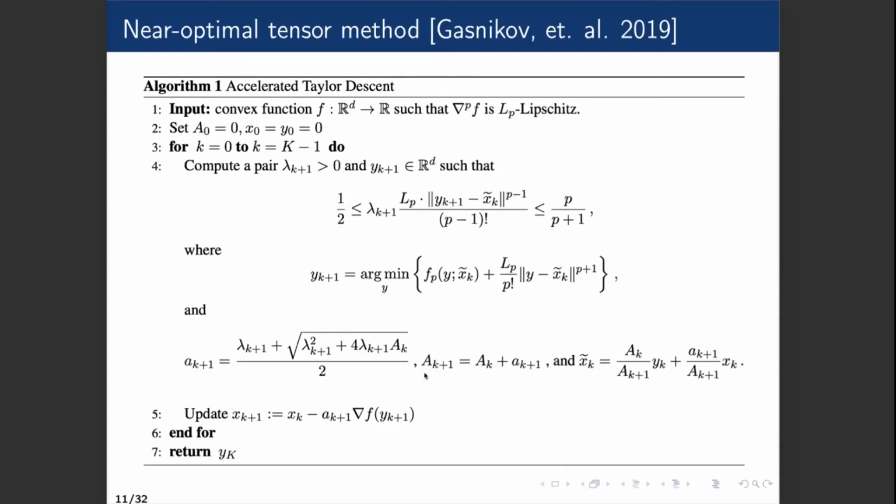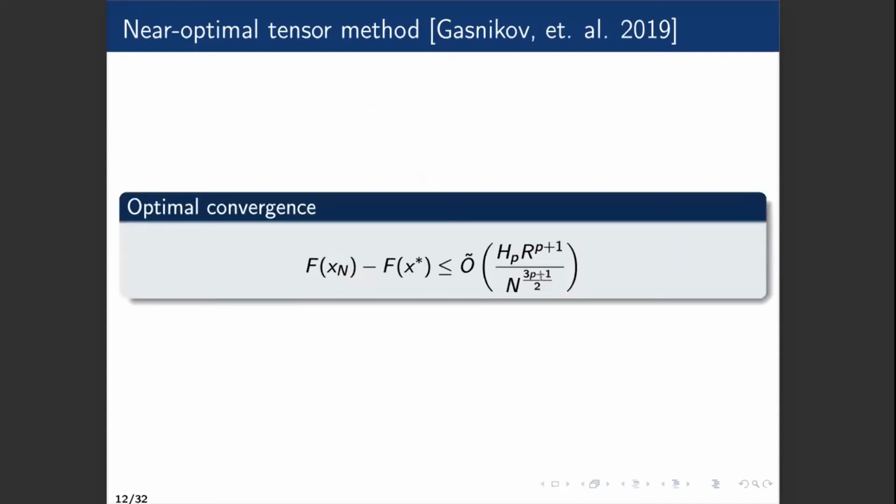But why do we need this line search and all these tricks to get this optimal convergence?